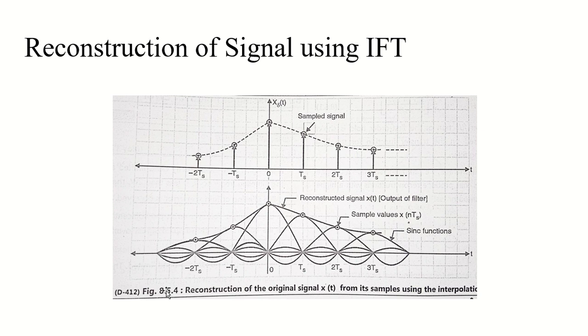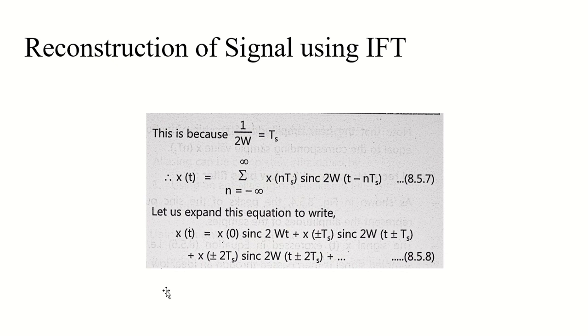Then the second term, what was it? Let's go back and see. Yeah, x of plus or minus Ts sinc 2 omega t plus or minus Ts. So the second term will have maximum amplitude at t equals which value? See, plus or minus Ts, right? And the maximum amplitude will be equal to the sample value of x of plus or minus Ts at t equals plus or minus Ts, and thus sinc 2 omega t plus or minus Ts will represent the shifted sinc function, sinc 2 omega t, you can see.